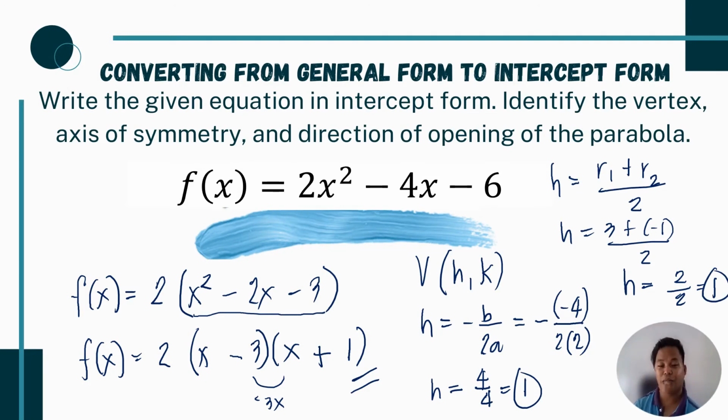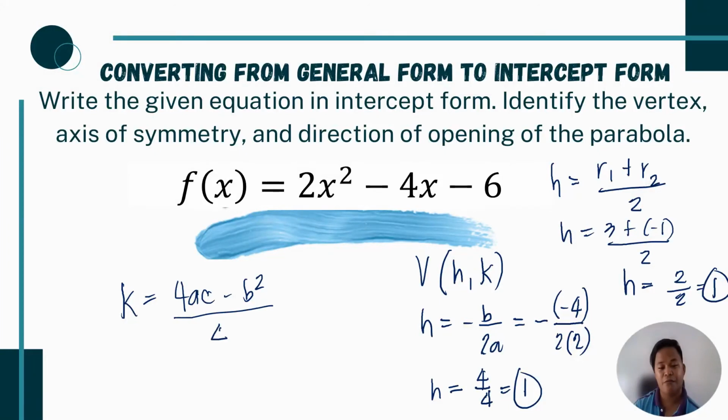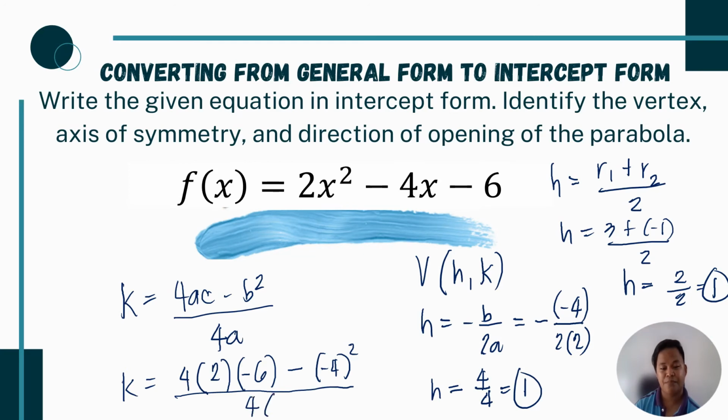And then, we're going to find the value of k. So, we're going to substitute the value of h to x in the given function, or you can use the formula k is equal to 4ac minus b squared all over 4a. K is equal to 4 times the value of a, 2, times the value of c, negative 6, minus the value of b, negative 4 squared, all over 4 times 2.